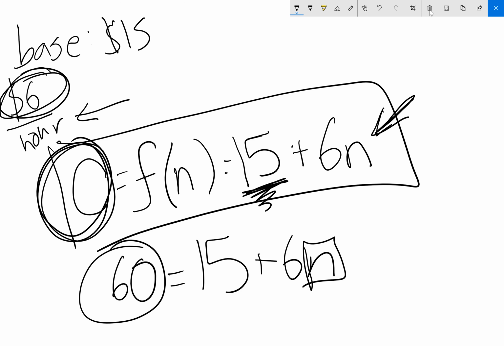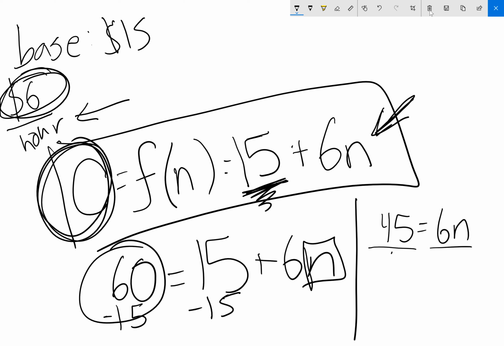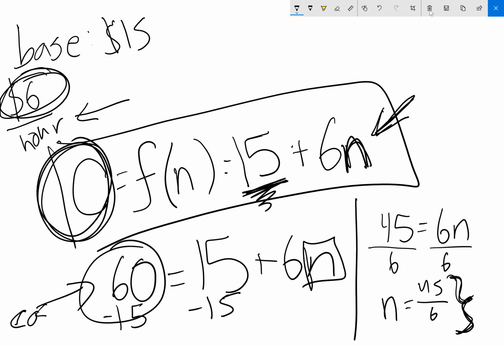So we're trying to find n, right? So let's subtract 15. 60 minus 15 is 45. And then we're going to divide both sides by 6. So n equals 45 over 6. And like I said, I don't have a calculator on me right now. You should for the test. So you can just evaluate that. Okay, so that is the number of hours that they can be out if they want their cost to be a max of $60.